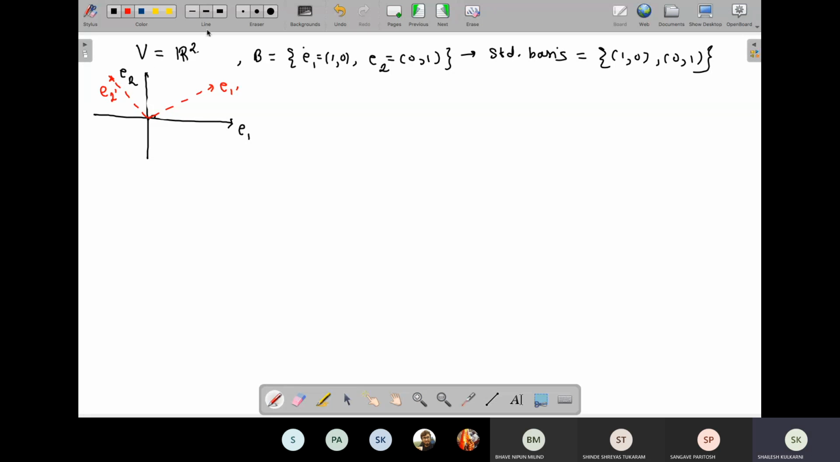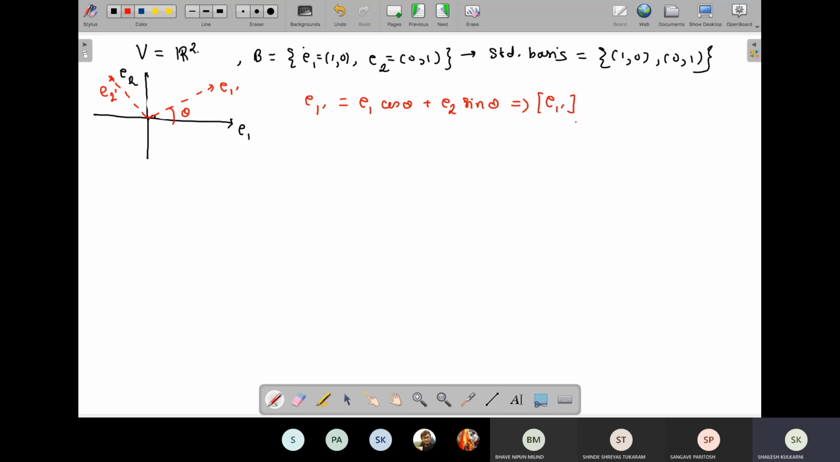Now by looking at this geometry, you can write E1 prime as a linear combination of E1 and E2. What linear combination of E1 and E2 can you write? Suppose this angle is theta. E1 prime will be E1 cos theta plus E2 sin theta. This implies the coordinate of E1 prime in basis B.